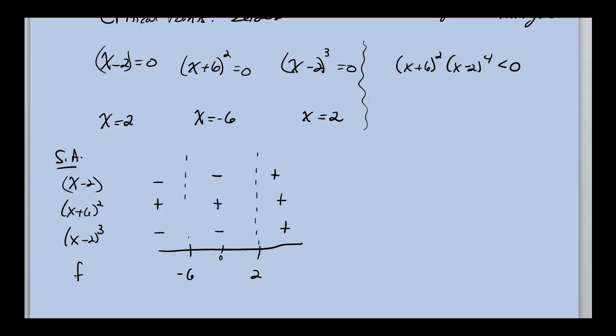So f of x will be a multiple of these. Negative times positive gives you a positive. Negative times positive gives you a positive again. Positive times positive gives you also a positive. So let's go ahead and see what happens with my sign analysis.